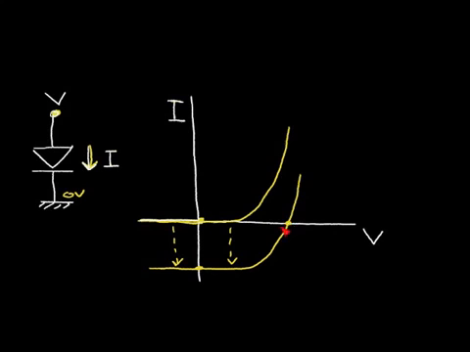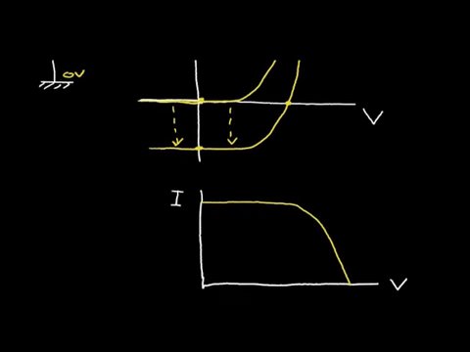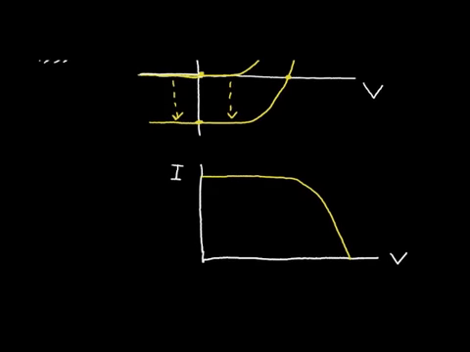Now in solar cell notation, it's common to take this quadrant and redraw it. So let's look at how we can do that. So we can plot current this way. So we'll just invert this axis. And we'll call this positive current and this positive voltage. And we'll get this current versus voltage curve for the solar cell.